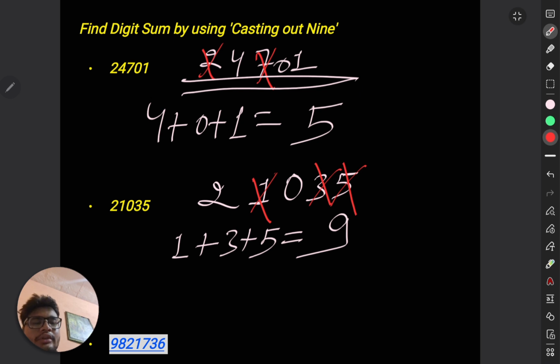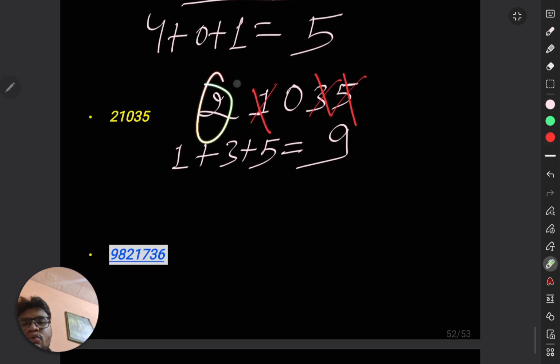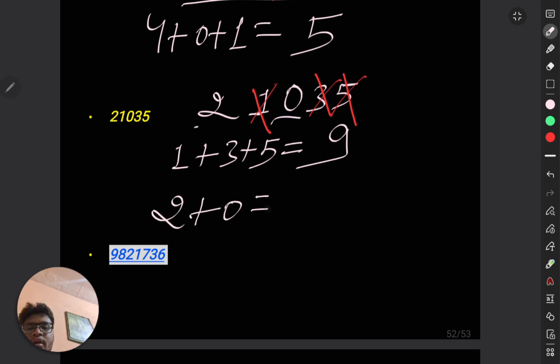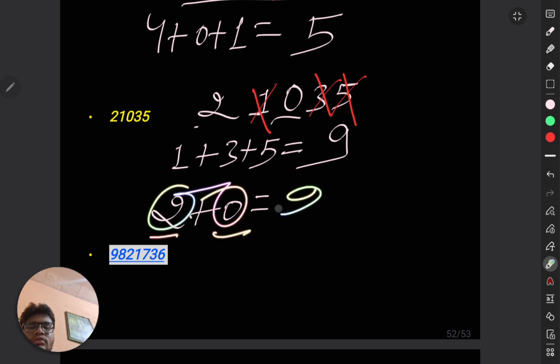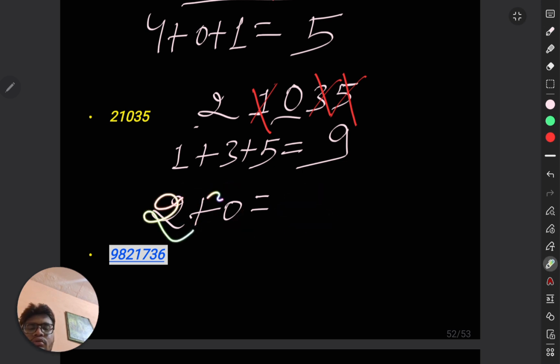So then we will add up the digits. The remaining are 2 and 0. So we have to add these numbers. You can add these in your mind and you will get the answer 2. For the visual representation, we will add these numbers. 2 plus 0, what will be the answer? 2 plus 0 is equal to 2.